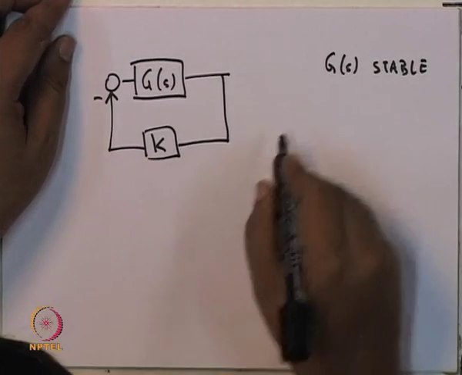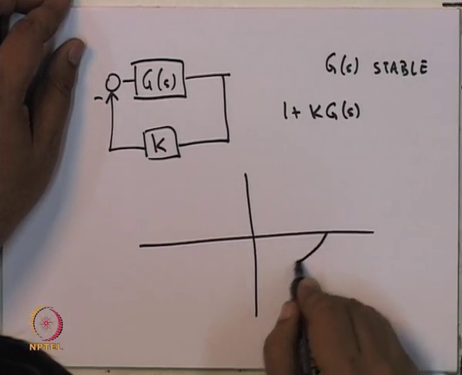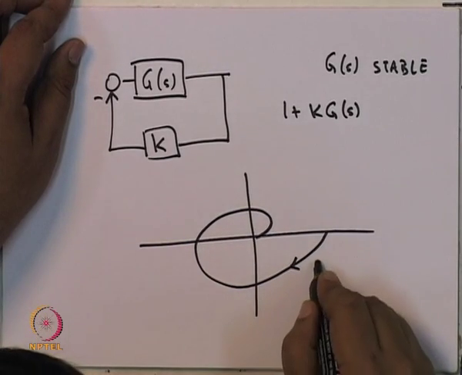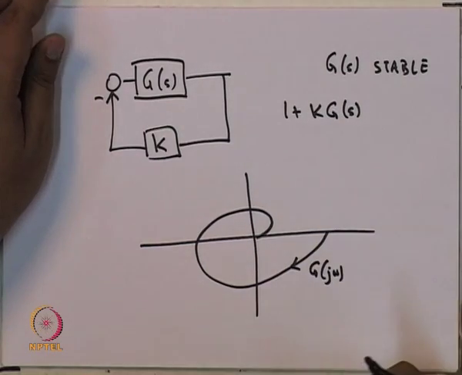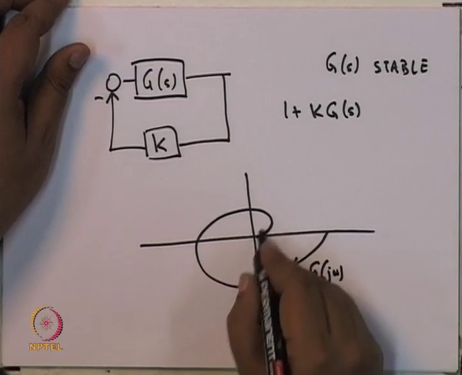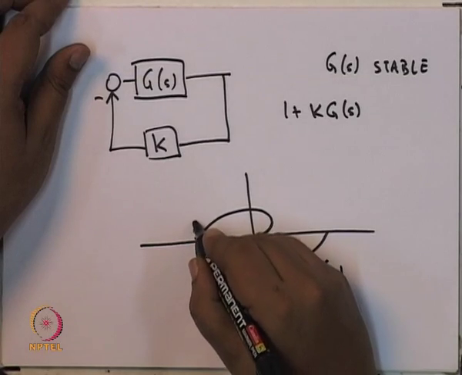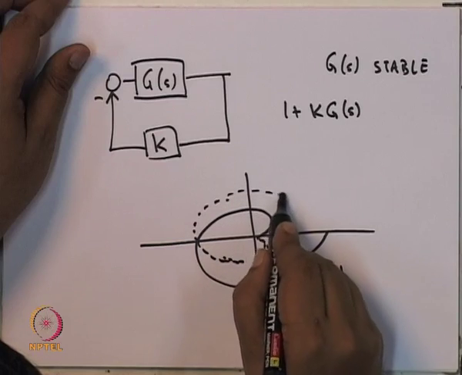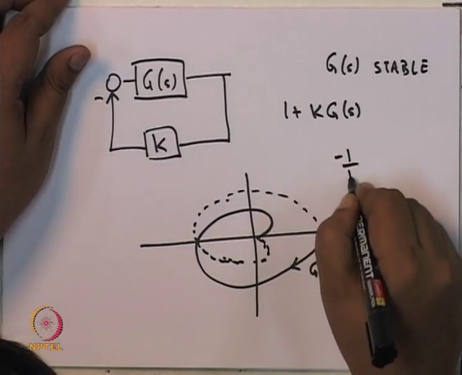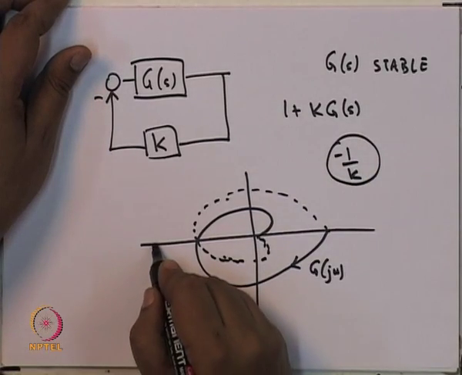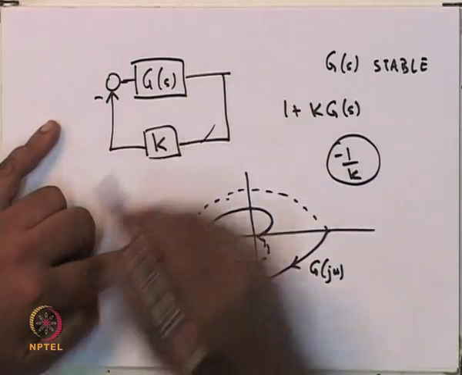But suppose we assume G(s) is stable and we look at this feedback system with a gain k. Then the characteristic equation is 1 plus kG(s). Now suppose we look at the Nyquist plot, and let's say it looks like this. Let me also draw the reflection. So this is the Nyquist plot, and the quantity we are interested in is minus 1 by k. If minus 1 by k is here, that means k is such that the resulting closed loop system is stable.